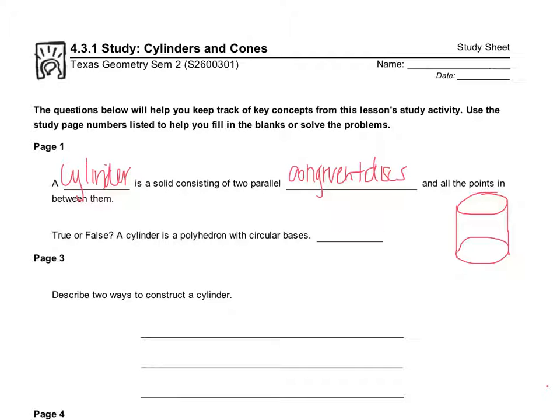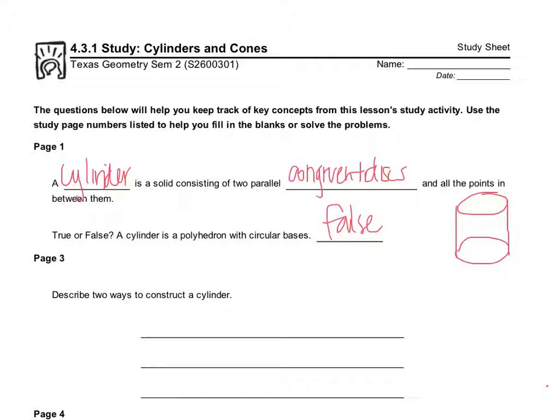So is it true or false that a cylinder is a polyhedron with circular bases? That is false. And the reason is because a polyhedron must have sides that are made up of polygons. Well, circles are not polygons because circles are not straight. They are rounded. And that automatically takes them out of the polygon running. And so that means they're also not polyhedrons.